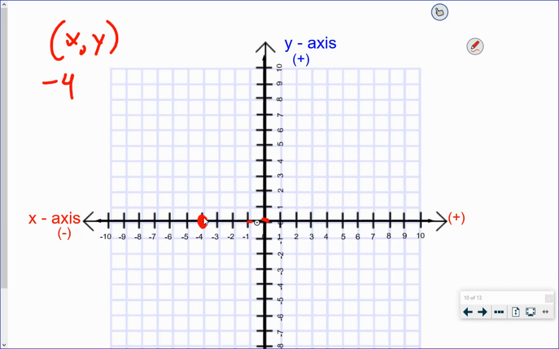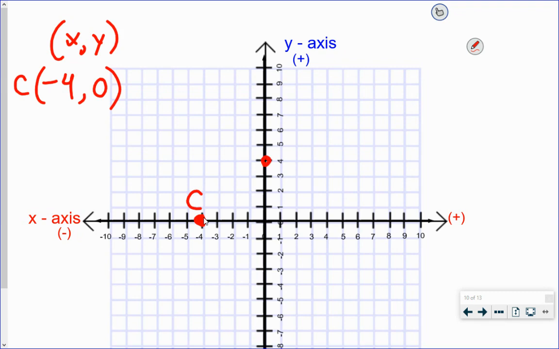Now, did I go up or did I go down to get to this point? I didn't go anywhere, so y is 0. If you don't go up or down for y, it's 0. If you don't go left or right for x, it's 0. Let's give you an example of that. Here's that point, we'll call it C. So point C is at negative 4, 0.